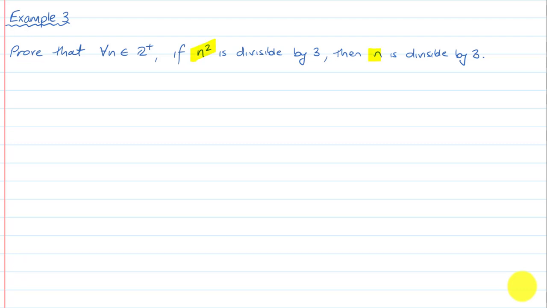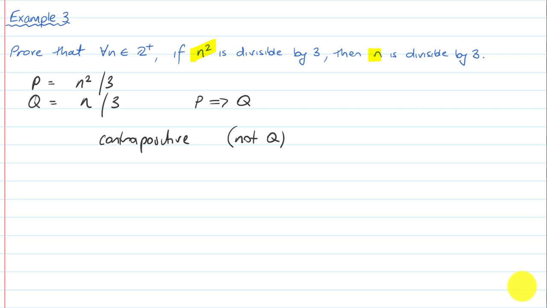It's hard to start with the square and move to the original number, whereas it's easy to start with the original number and then prove something about the square. So we're going to do that. I'm going to say that P is n squared is divisible by 3, and that Q is n is divisible by 3. And we want to prove that P implies Q. So instead I'm going to prove the contrapositive, that not Q implies not P. And if I can prove that, then I've proven the original statement.